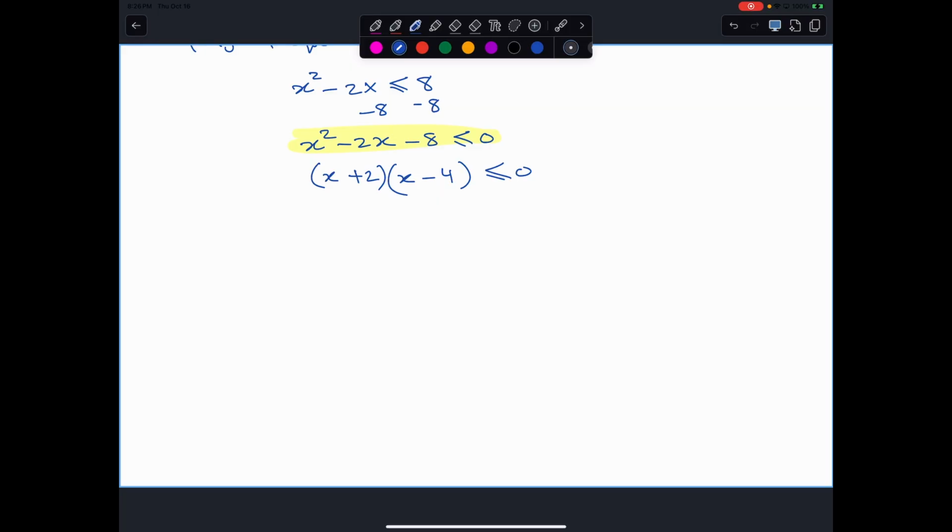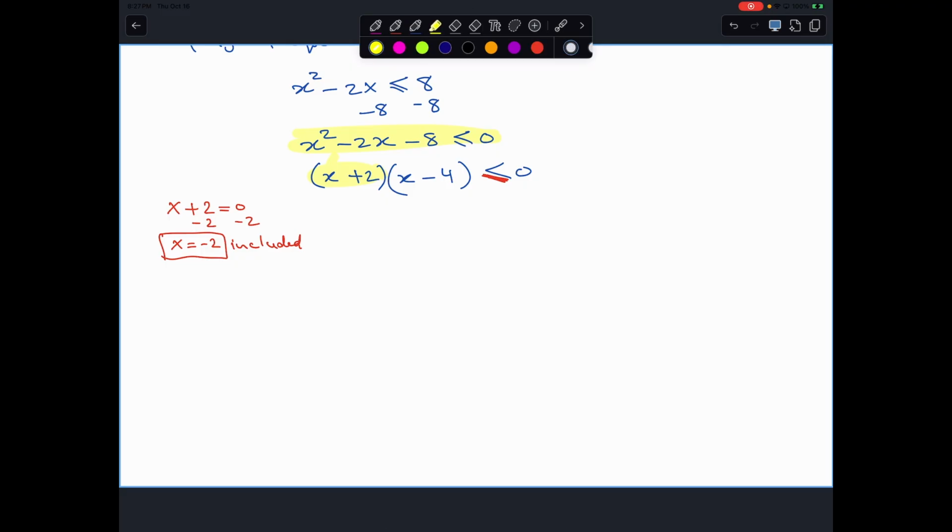Now, based on these factors, we're going to find the critical values. You're going to make the first factor equal to 0 and solve. So x plus 2 equals 0. If you solve that, you get x equals negative 2. And this one is included because there is an equal sign here. So it's going to be included, or a solid line.